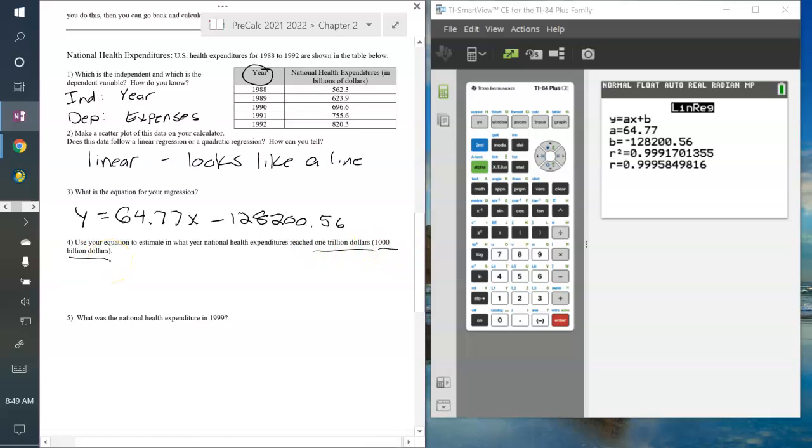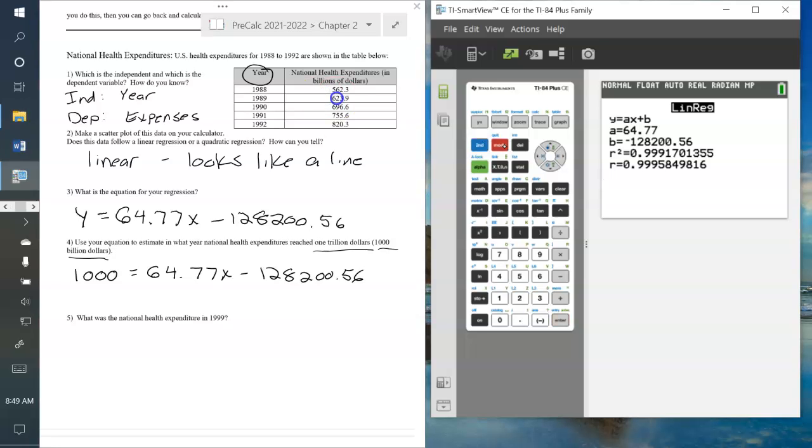I'm going to take my equation. I know that I want the y to be 1,000, and I'm going to solve for x. So add the 128,200.56 to both sides. So 1,000 plus 128,200.56. I get this.